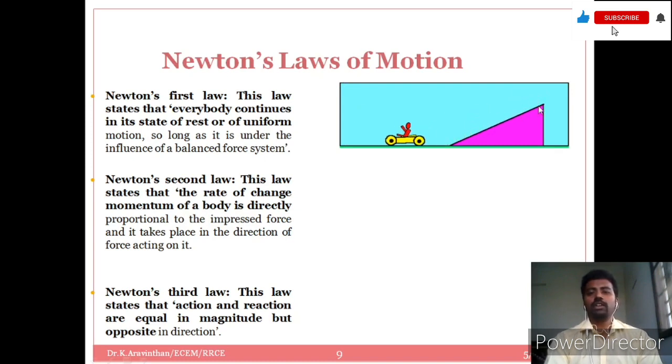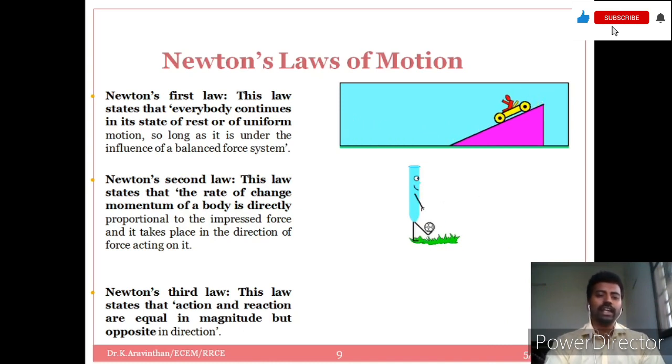You can see that the object is initiated from rest because of the force due to gravity. That is why the object is moving. And if you have a wall, the motion of the object is stopped due to striking the wall. And the second law states that the rate of change of momentum of a body is directly proportional to the impressed force, and it takes place in the direction of the force acting on it.